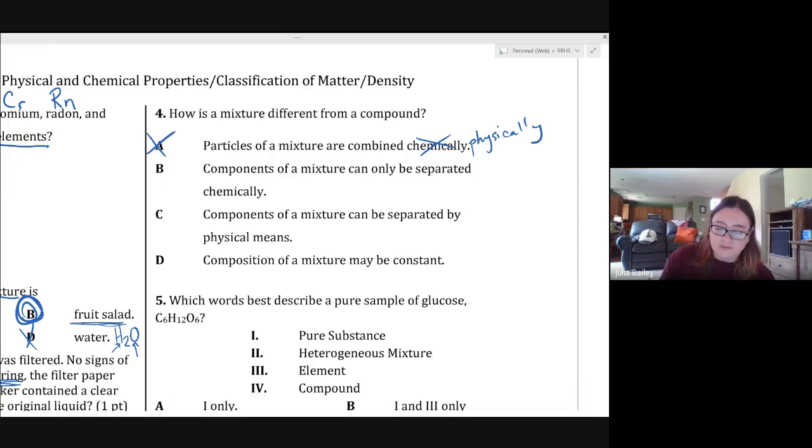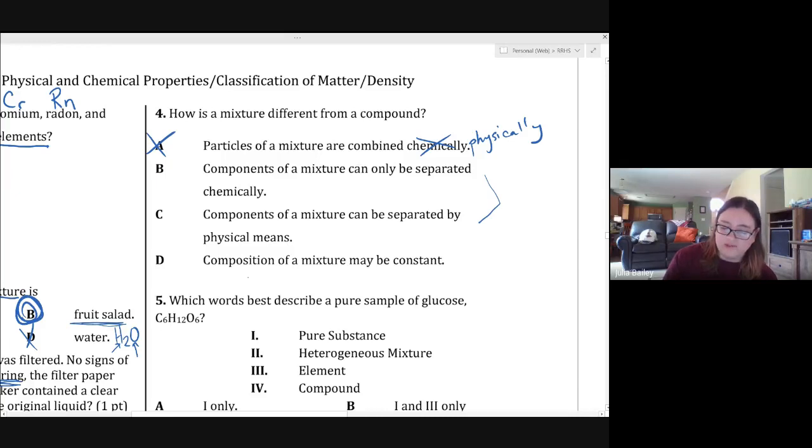Components of a mixture can only be separated chemically or only separated by physical means. These 2 answer choices are opposites, which is probably a clue that it's probably one of those, because it can't be both of them if they're opposite each other. Let's come back to it though.